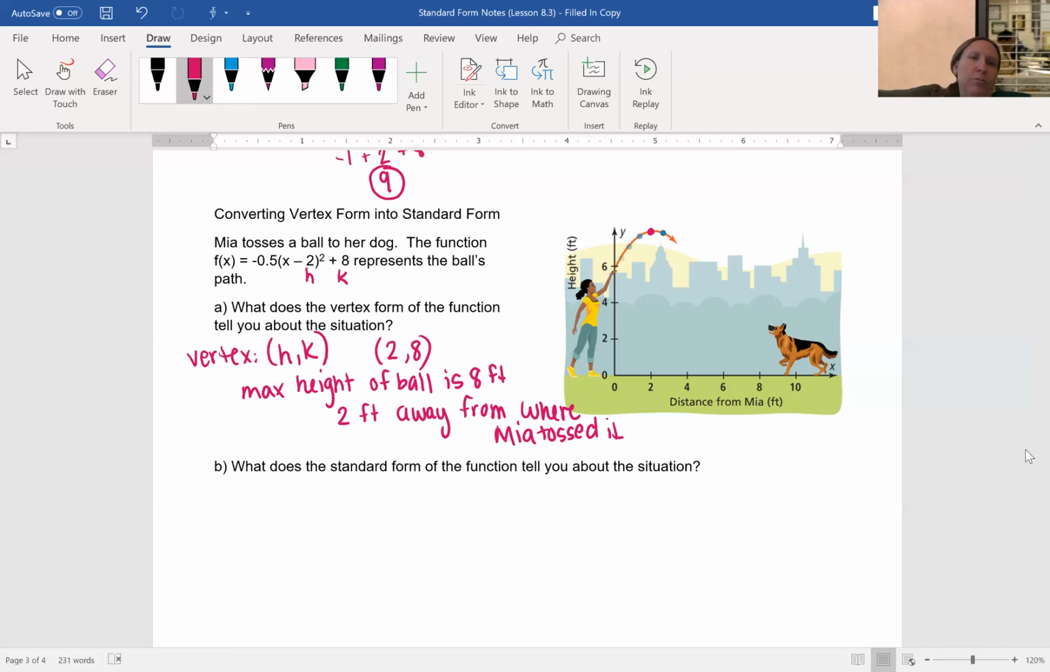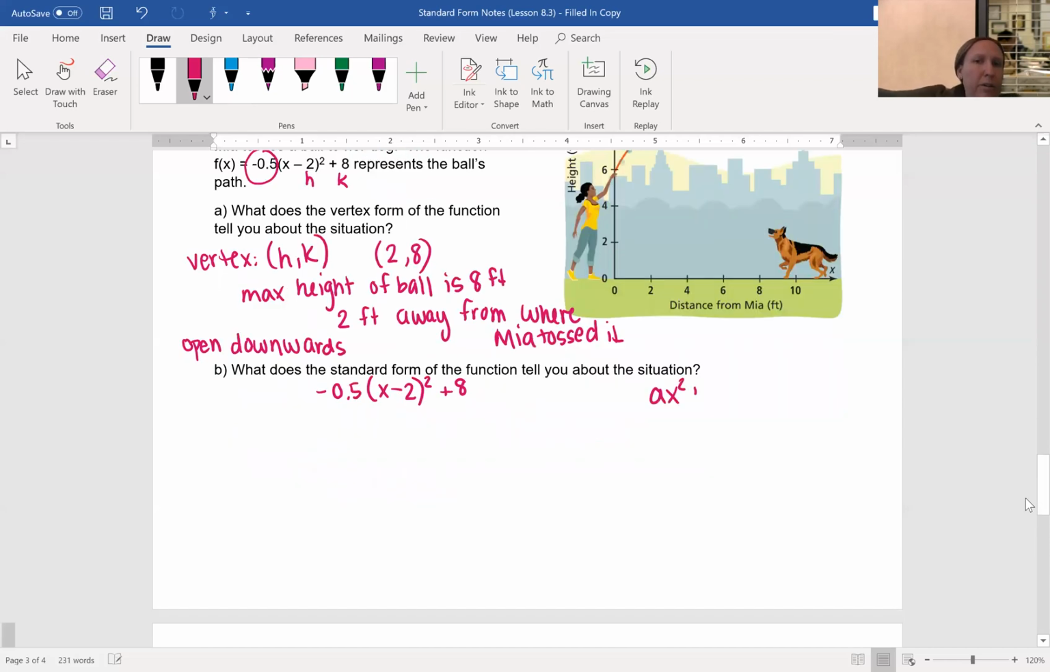We also know that since a is -0.5, it will open downwards, which we can also tell from the graph, but in case we didn't have the picture, we can know from the equation. But now we need to change that into standard form. So I'm going to write down -0.5(x - 2)² + 8. And we are going to change this into looking like ax² + bx + c.